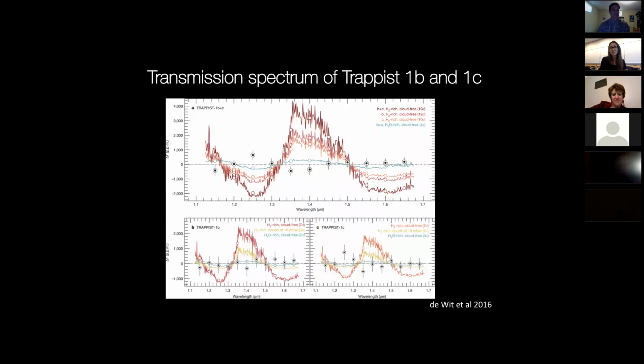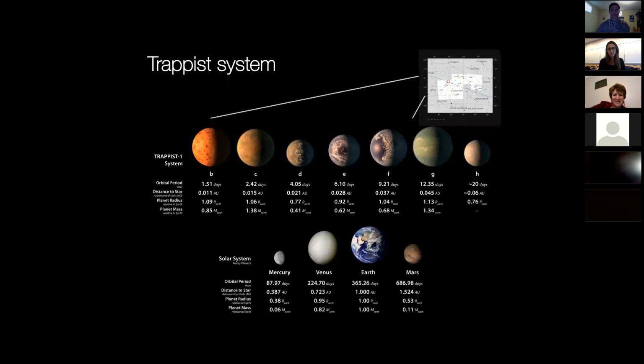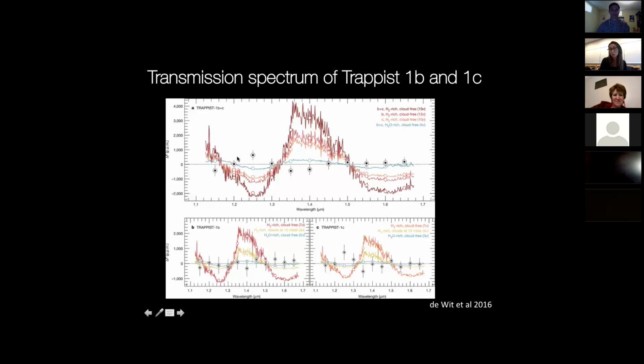And this is actually the first transmission spectrum from the TRAPPIST 1b and 1c. By the way, those naming schemes, really boring, but A is always the star, B is the first planet, C is the second planet, D, et cetera, et cetera. And so B and C are these 2 planets here. All of these are super Earth-sized. We think that they're terrestrial.